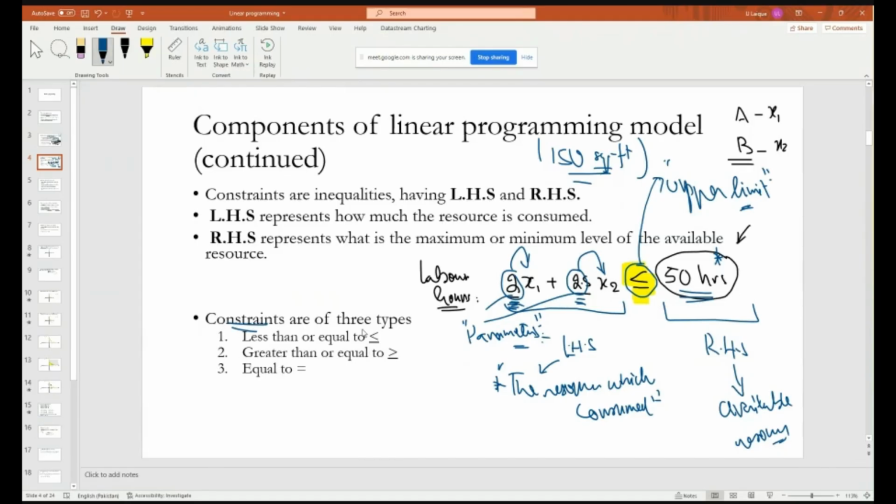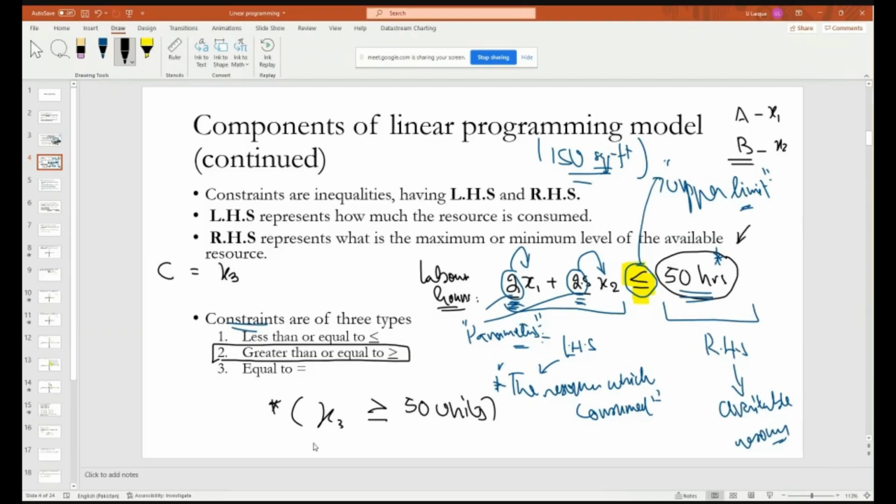Another constraint could be the reverse of it. In greater than or equal to, we reverse the inequality. Basically, the second type of constraint is used in very specific circumstances. For instance, you have a compulsion to produce some product more than some quantity. So for instance, if I say product C and I represent it with X3, then X3 should be equal to or greater than some units, let's suppose 50 units. In a production process where you have a compulsion to produce some product more than some value, we use this constraint right here, which is basically called the greater than or equal to.